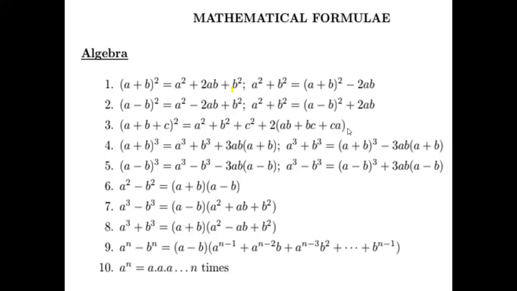Cube, a plus b cube: a cube plus 3a square b plus 3ab square plus b cube. That is, a cube plus b cube plus 3a square b plus 3ab square. Here ab is common with 3, so we have taken out 3ab into a plus b.